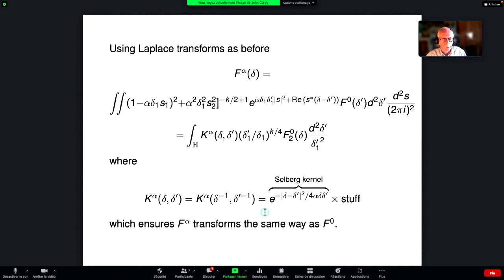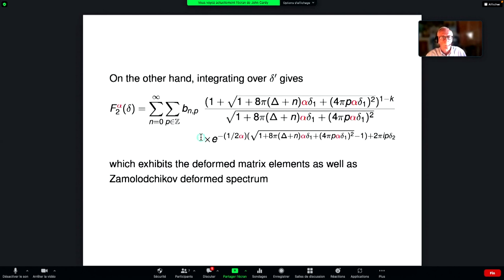And this then ensures that the deformed modular form transforms in the same way. So we have a rigorous definition, and it has all the nice properties. If we look at the Q expansion of this, once again, it looks complicated and messy, but if you take alpha goes to zero here, you get back to the original expression for the modular form.